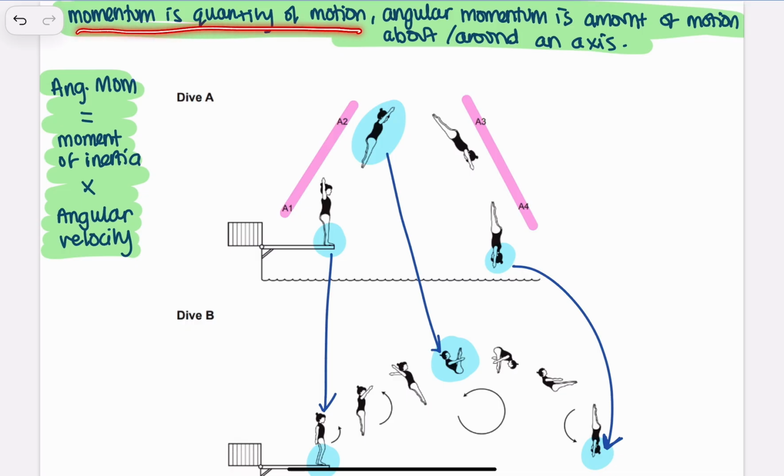Momentum is quantity of motion, so P equals mv, mass times velocity of an object gives us its momentum. Angular momentum is exactly the same, it just means momentum amount around an axis. So some of you actually said that she's not rotating in this dive. Well, she is, because she's not going forward and then dropping. That's not what's happening. She's turning in the air about an axis that goes through her body, and she's rotating around it. It's not a twisting one like we see with a figure skater.